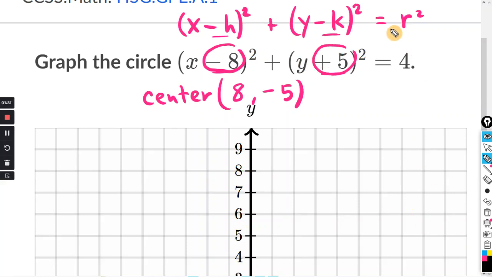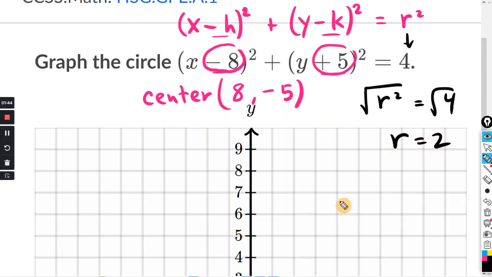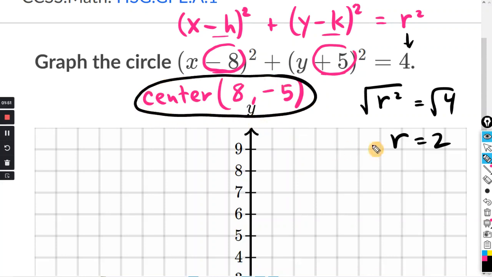We can see on the right side of the equal sign, r squared equals 4. And taking the square root of both sides, r equals 2. So we have to go to the center of (8, negative 5), plot that point, and then expand the circle to have a radius of 2.